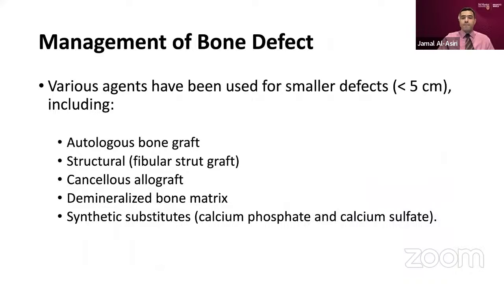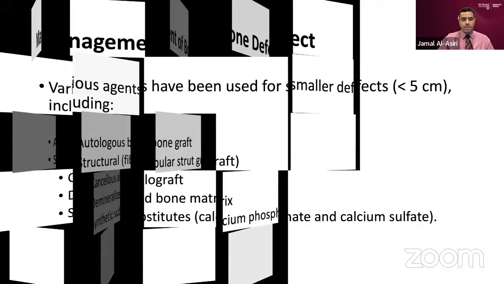What about the bone defect? Various agents have been used in a smaller defect, less than 5 centimeters, including autologous bone grafting, fibular strut graft, cancellous allograft, or DBM, or synthetic substitutes such as calcium phosphate or calcium sulfate.